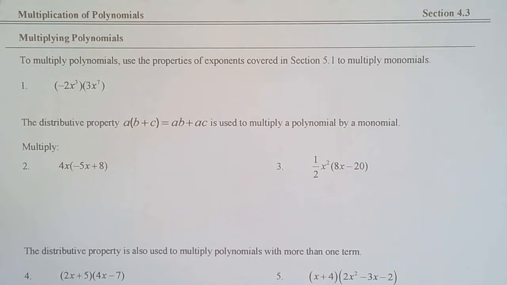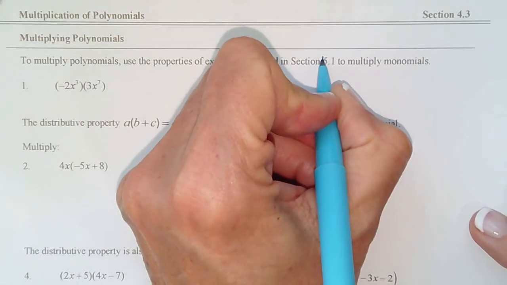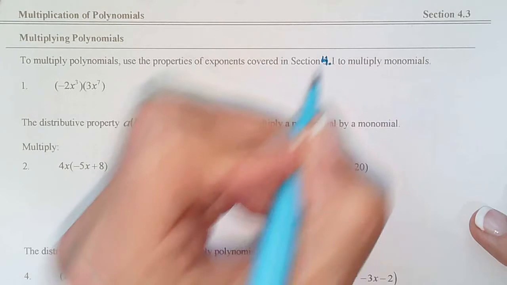Okay, this is section 4.3, probably one of our last easy sections for a while. This one is on multiplication of polynomials. So again, I can't believe this says 5.1. It's supposed to say 4.1. Typo.